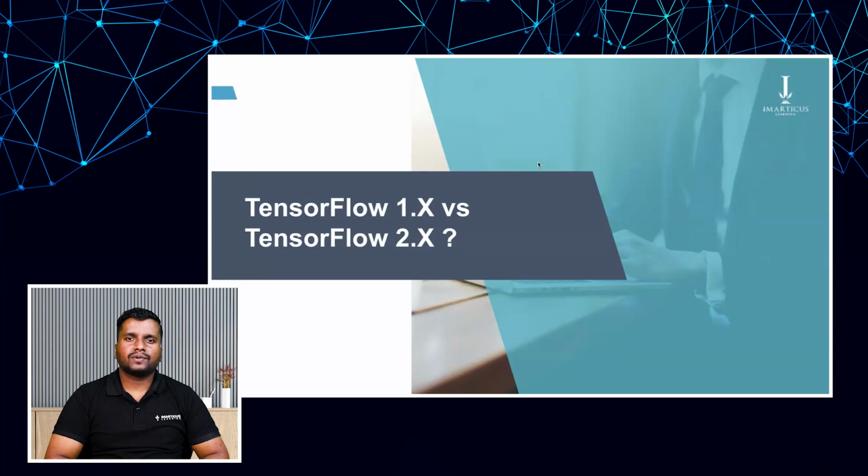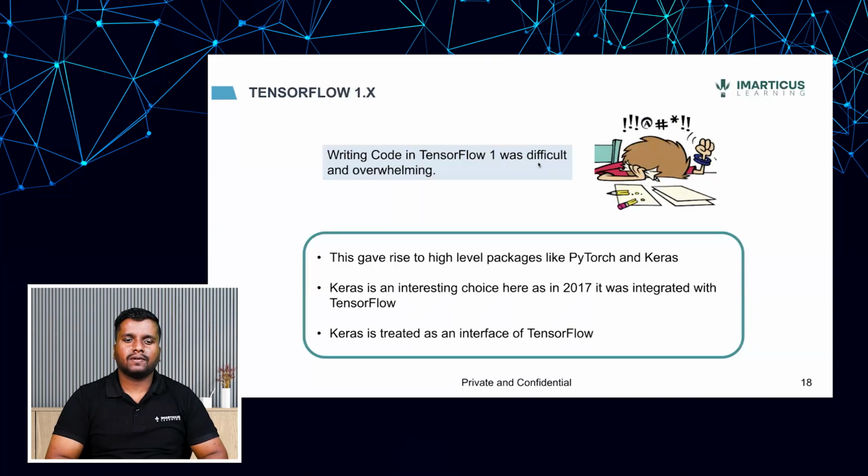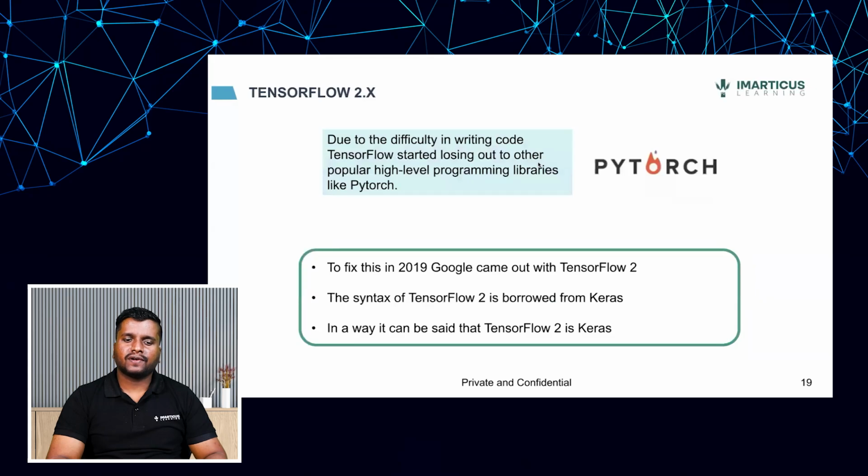Now we will try to understand the difference between TensorFlow 1.x versus TensorFlow 2.x. Initially, when TensorFlow was developed, writing code in TensorFlow 1 was quite difficult and overwhelming. You need to be very skilled in coding in order to write it. This gave rise to high-level packages like PyTorch and Keras. There were other developers who started investigating and working on PyTorch and Keras. Keras is an interesting choice here, as in 2017 it was integrated with TensorFlow, and Keras is treated as an interface of TensorFlow. Basically, in order to make it flexible to write code, Keras was introduced in 2017, and due to the difficulty in writing code in TensorFlow 1.x, TensorFlow started losing out to other popular high-level programming libraries like PyTorch, Keras, and all.